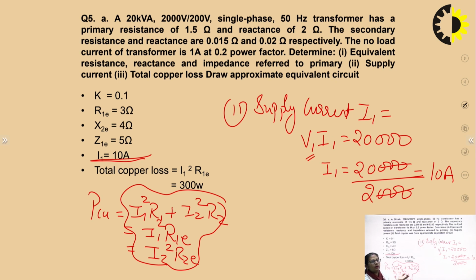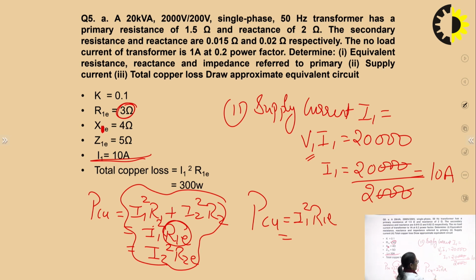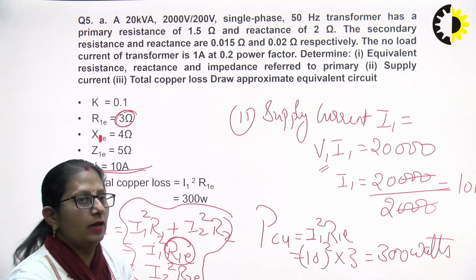But the most feasible one, more practical for this particular numerical, is the one where we already know the value of R1E. We have found it, R1E is 3 ohms. We have already found out I1, so we can find the total copper losses as I1 square R1E. I1 square is 10 square, into R1E, that is 3. So that becomes 300 watts. So the total copper losses for the transformer become 300 watts.